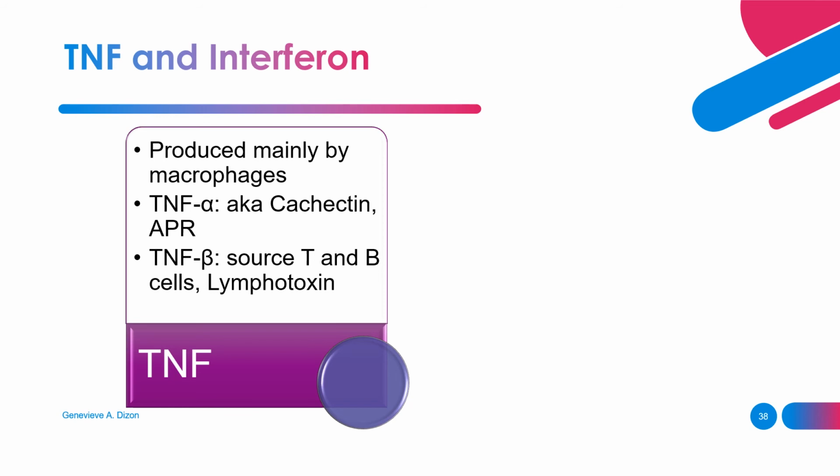TNF alpha is also known as cachectin and is considered as an acute phase reactant because it can cause local inflammation, leading immune defenses to protect a localized area. TNF beta comes from T and B cells, and they are considered as lymphotoxin, meaning that they can kill target tumor cells.